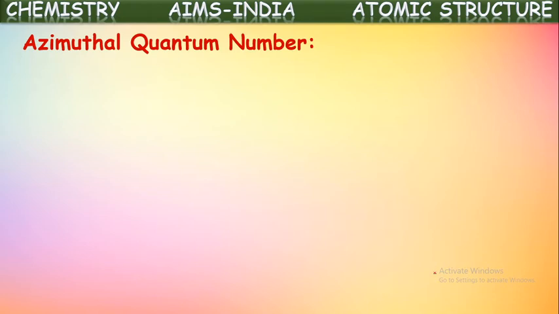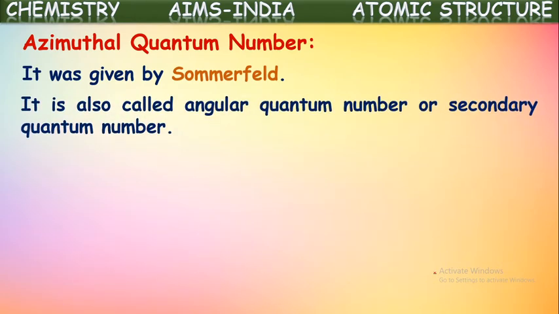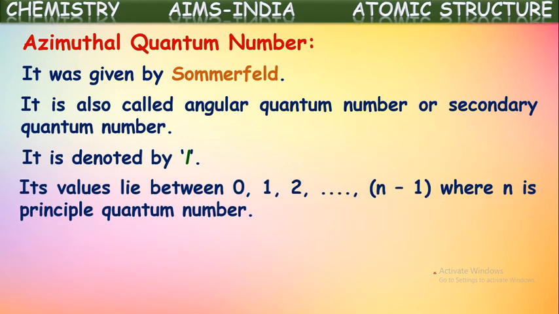Next, the second quantum number, the Azimuthal quantum number. It was given by Sommerfeld. It is also called the angular quantum number or secondary quantum number. It is denoted by l. Its values lie between 0, 1, till n minus 1, where n is the principal quantum number or orbit number.